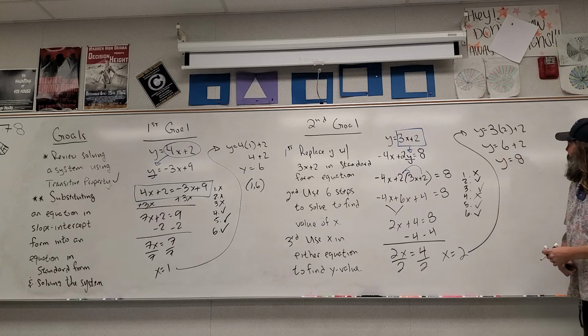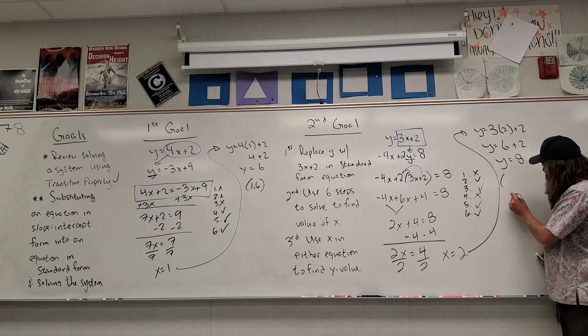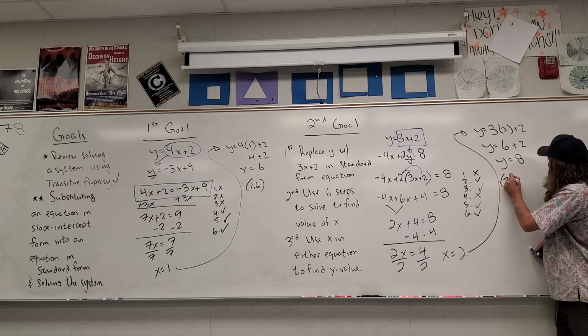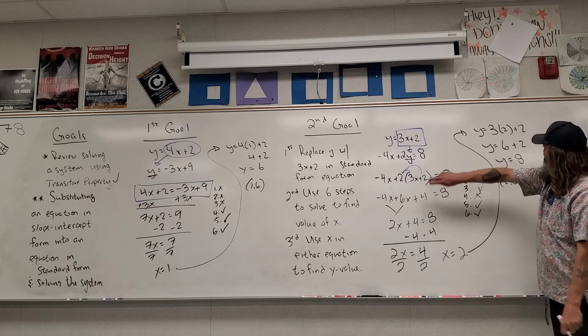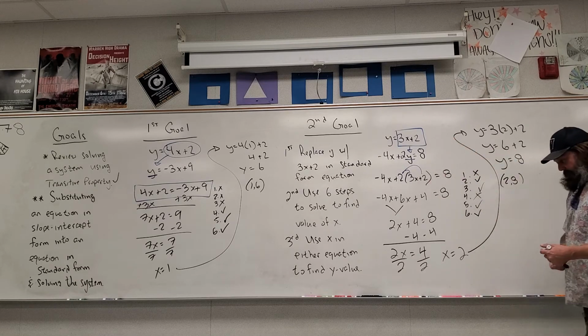So again, I have an x value and a y value, which means I have an ordered pair, and so I can write my answer as an ordered pair. This is where my lines cross. A line in standard form, a line in slope-intercept form. We've found out where they cross.